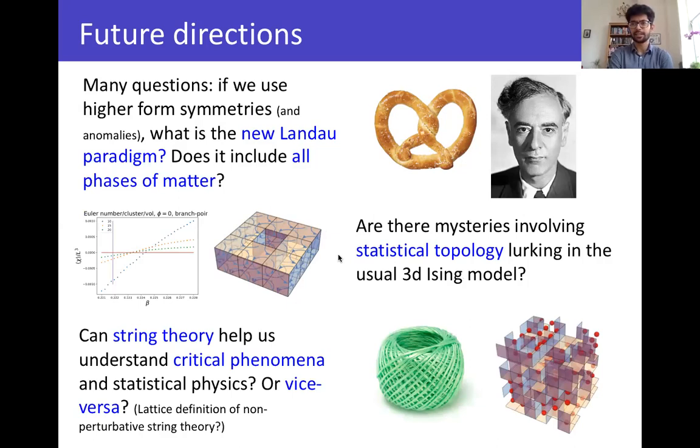And finally, the most optimistic thing, of course, is can string theory help us understand critical phenomena in statistical physics? Or vice versa, can this lattice definition of string theory help us understand questions in string theory? And this is the thing which I'd really like to understand.